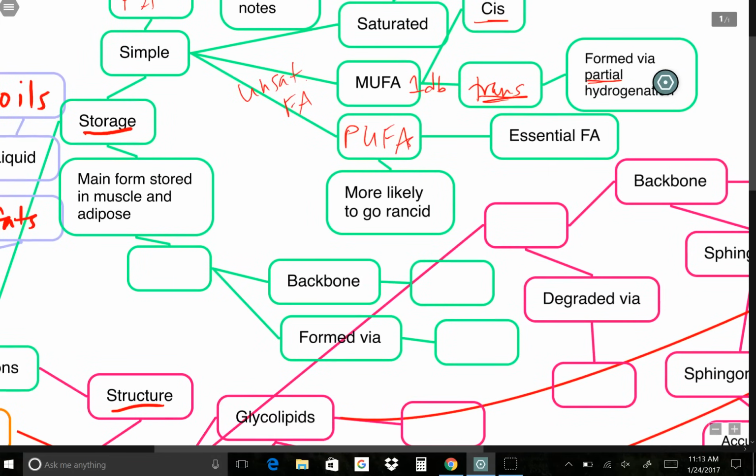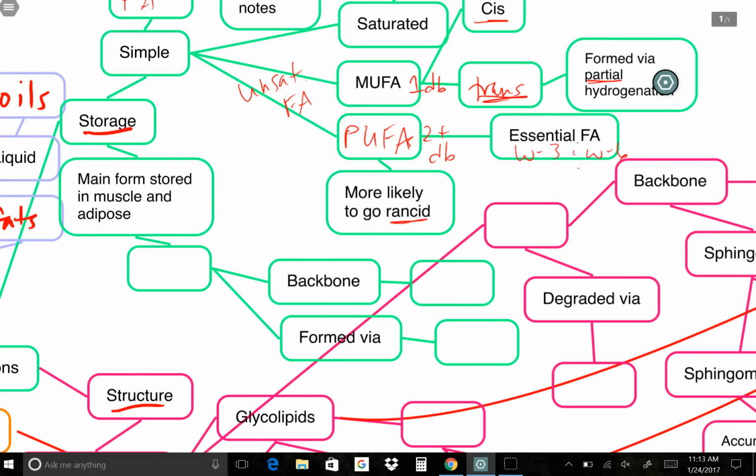So with our PUFAs, polyunsaturated fatty acids, those are the ones that have 2 or more double bonds. Those are the essential fatty acids, which of course would be your omega-3s and 6s. And the more double bonds you have, the more likely it is to go rancid. So it's more likely to go bad and have a shorter shelf life.